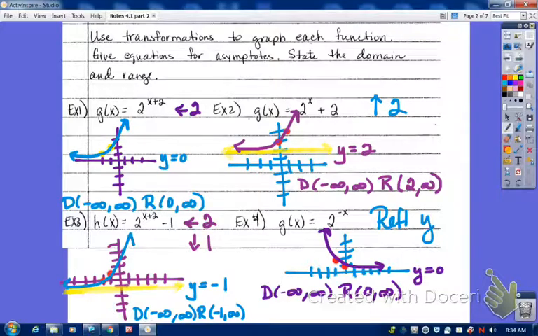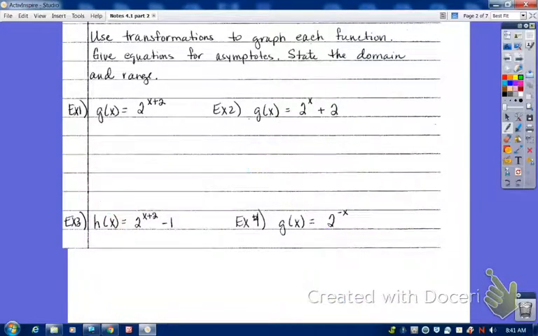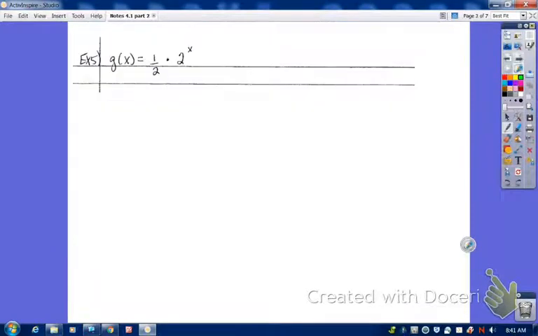All right, example 5. This is probably one of the worst transformations there are, and it's any time that we stretch or shrink. That's what's happening in example 5. If there's a number on the outside, that's some type of vertical movement. If the number is on the inside or directly affecting the x, it's a horizontal movement. So I know that the 1/2 is outside, so it is a vertical, and it's exactly what we think. It's a vertical shrink.